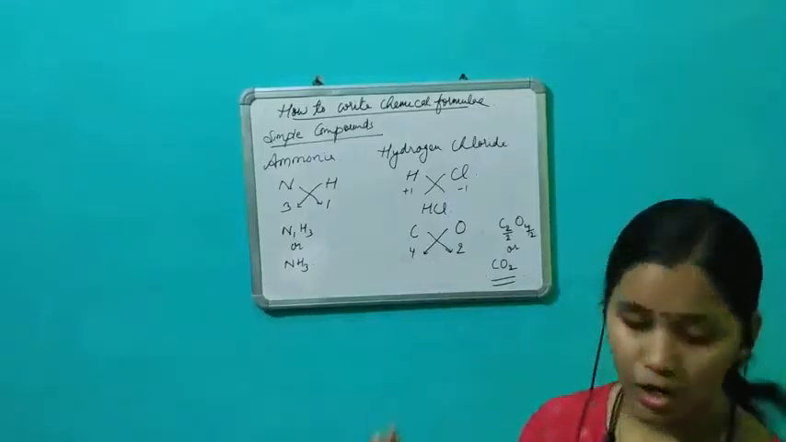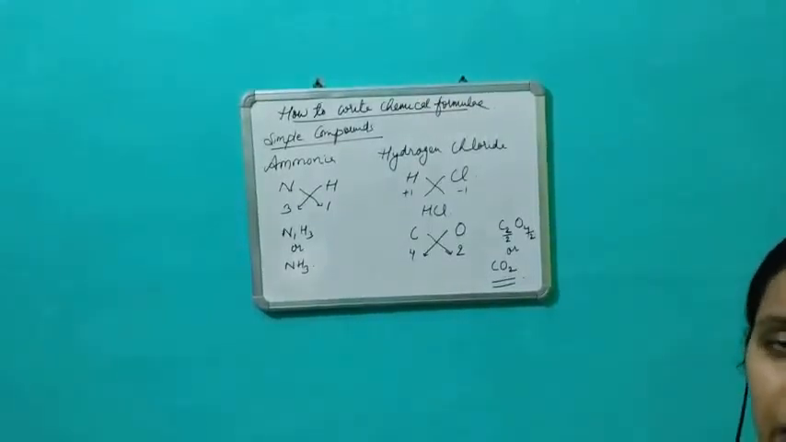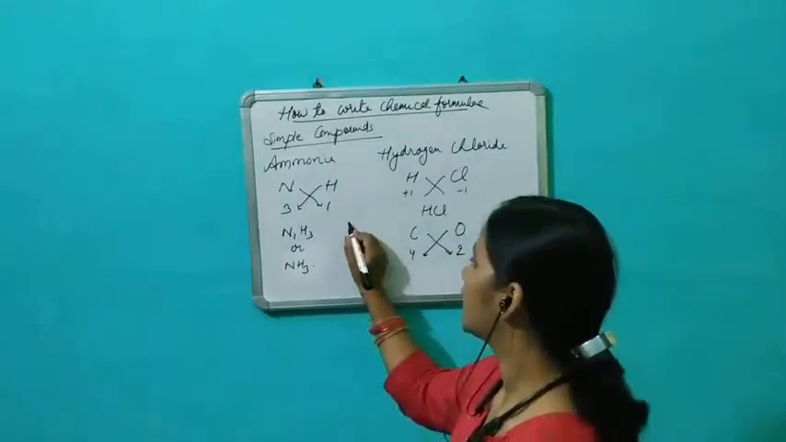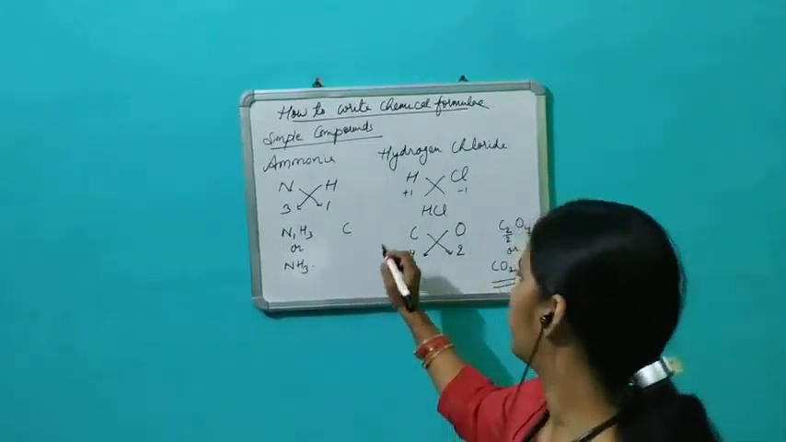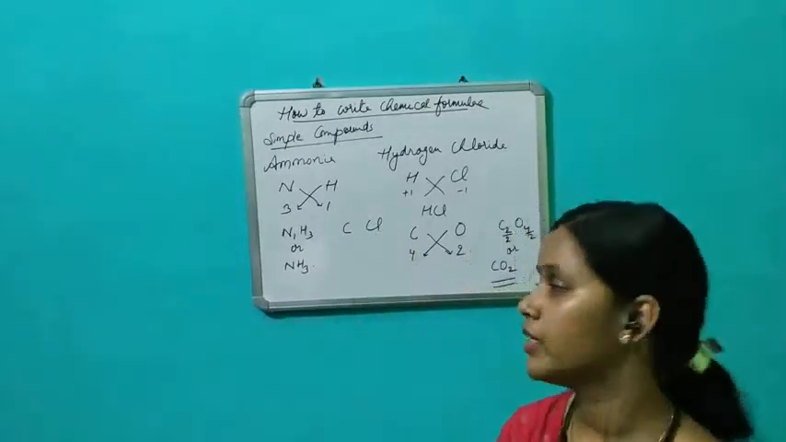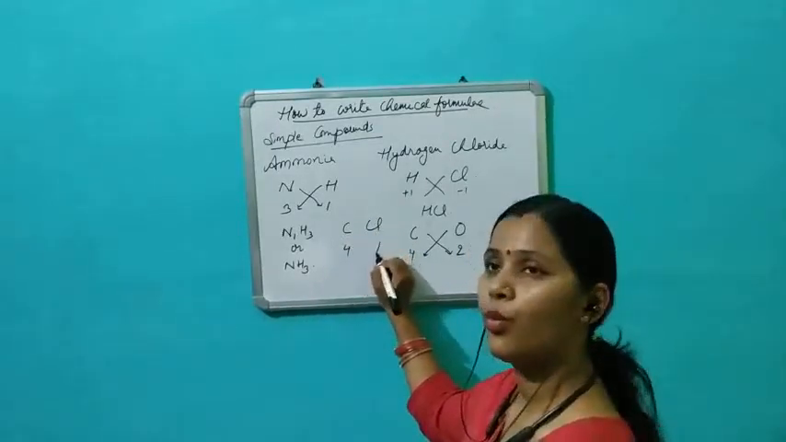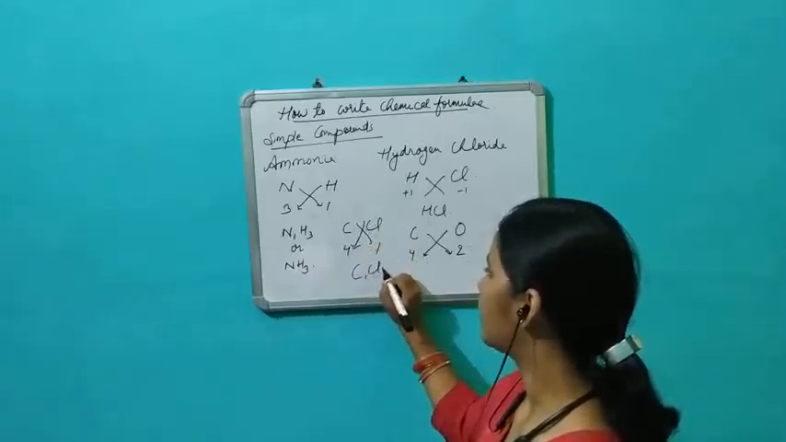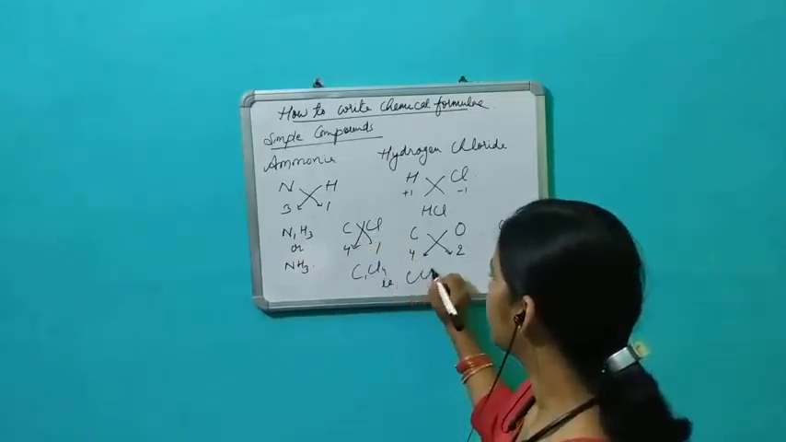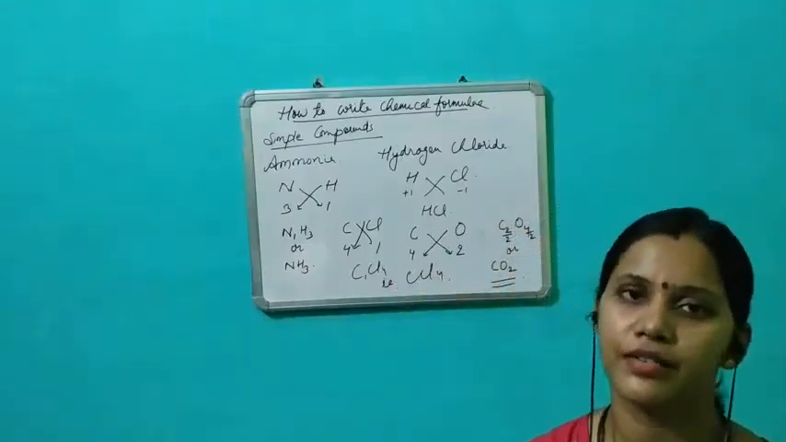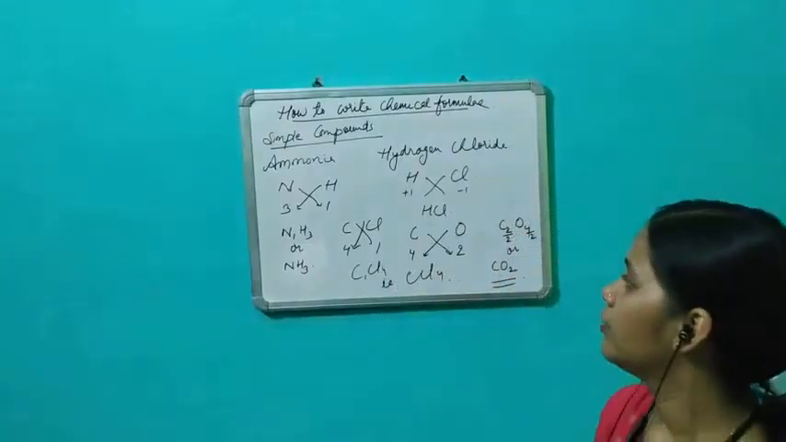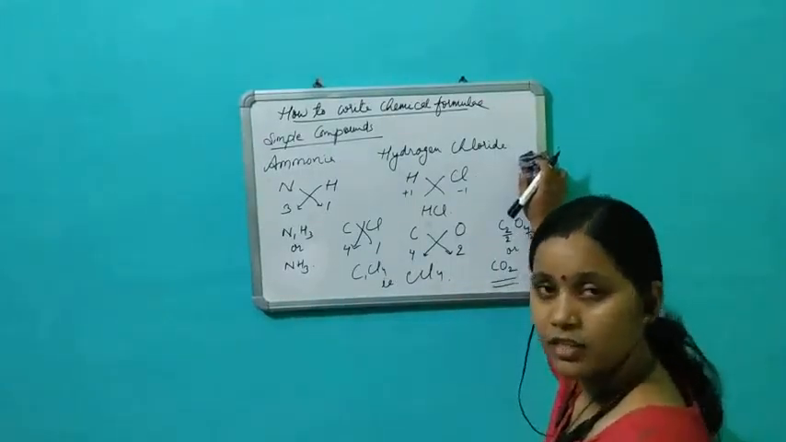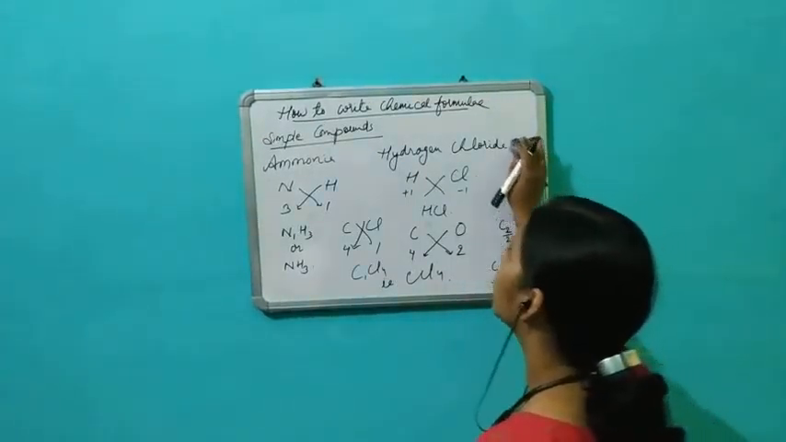You can take the screenshot. Next, we will see carbon tetrachloride. Carbon and chlorine. So valency of carbon is 4, chlorine is 1. So when we crisscross, we get C1Cl4, that is CCl4, carbon tetrachloride. Okay, we will talk about the speciality of carbon in class 10th. So you can take the screenshot. We will move on to some ionic compounds.